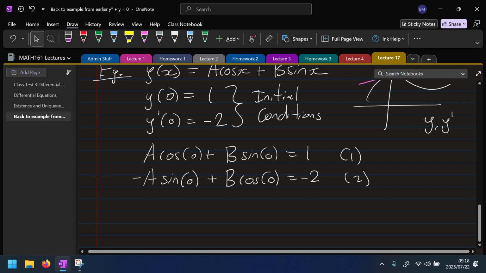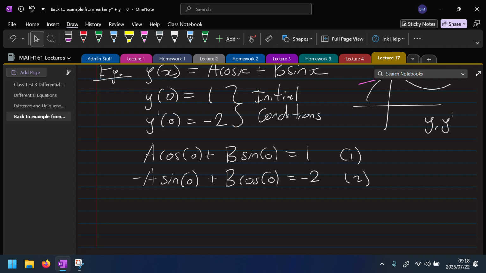You can do that for yourself, quite easy, because sin of 0 is 0, so that goes away. Cos of 0 is 1. So it becomes very easy to solve. You can check, we end up with A equals 1, because the B goes away, so A is 1, and B is minus 2. Very easy to check.